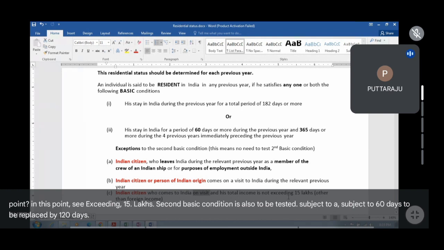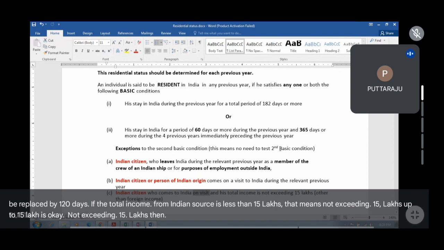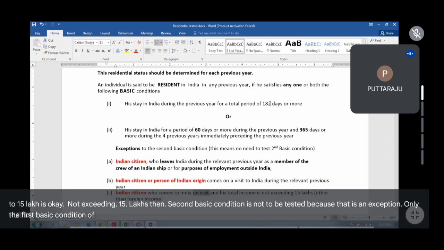If the total income from Indian source is less than 15 lakhs, that means not exceeding 15 lakhs, up to 15 lakh is okay, then the second basic condition is not to be tested because that is an exception. Only the first basic condition of 182 days or more is to be tested. If it is satisfied, then he becomes resident, otherwise non-resident. Understood?